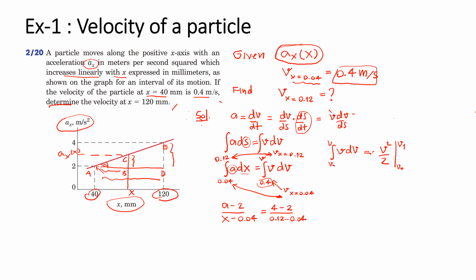And yeah, we need to write A as a function of x. It should be ax, right? As a function of x. Can we do that? Here is 0.08 and here is 2. So 2 divided by 0.08. What is 2 divided by 0.08? You need to help me.